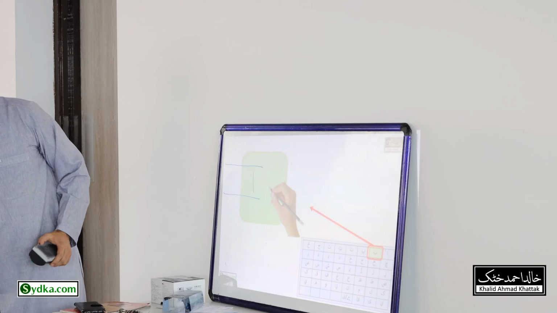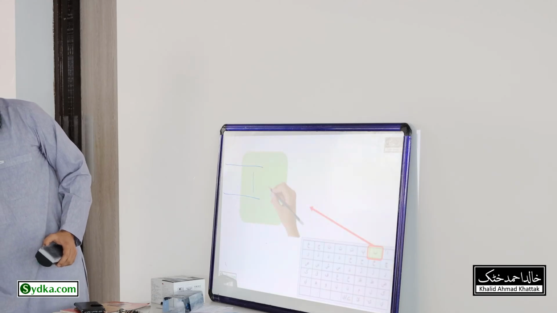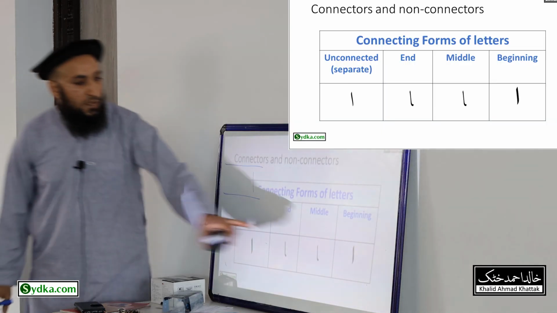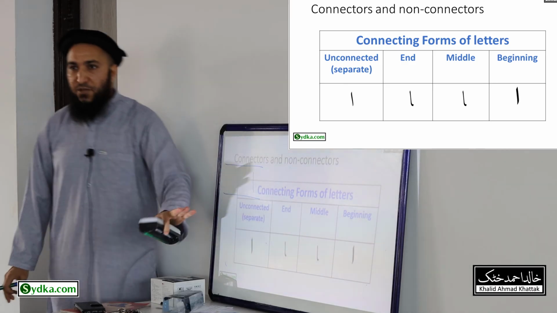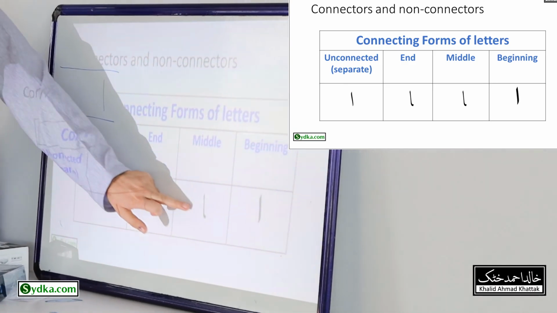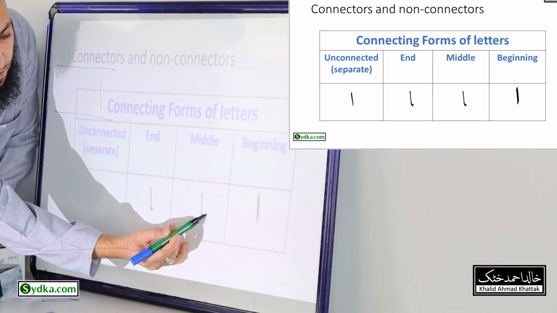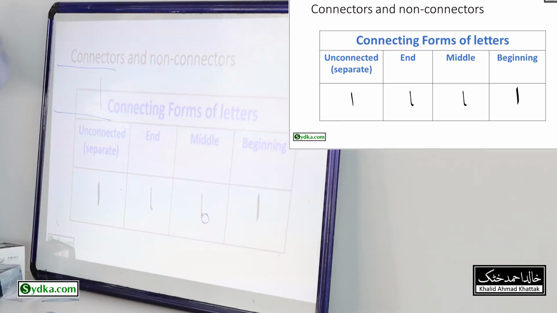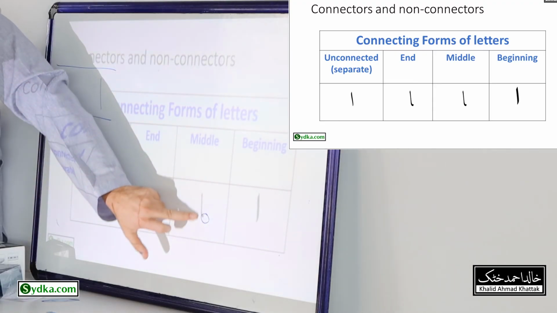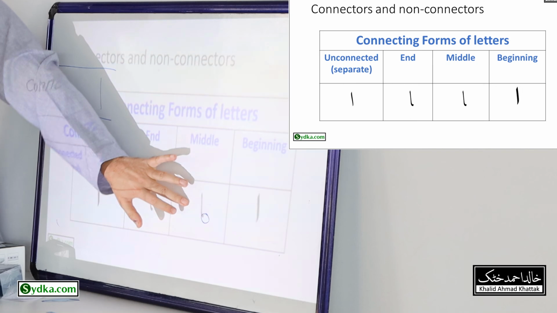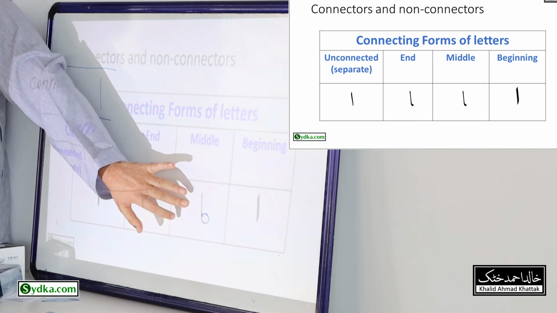If you have any question, raise your hand, okay? Go back to alif, okay. So the beginning form is like this, same alif, no change. In the middle, can you see here? This means that you can connect something before it, but you can't connect anything after it. So this is not a connector. It's not a connecting letter.